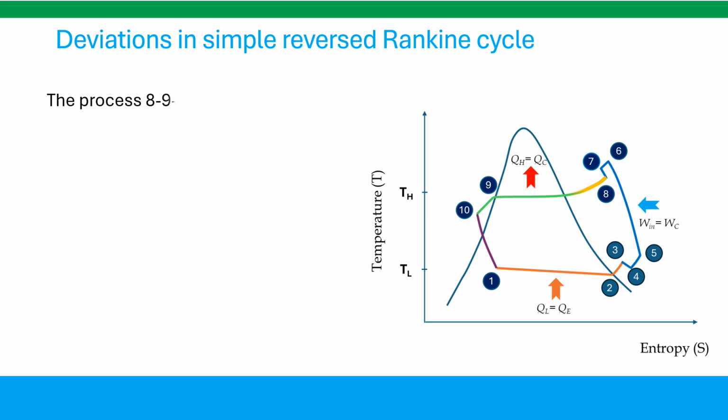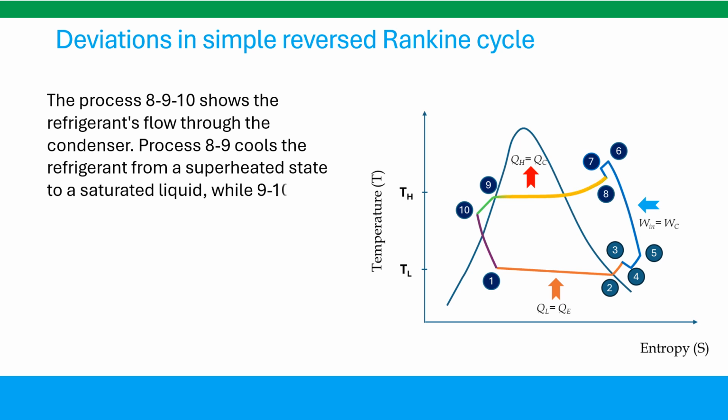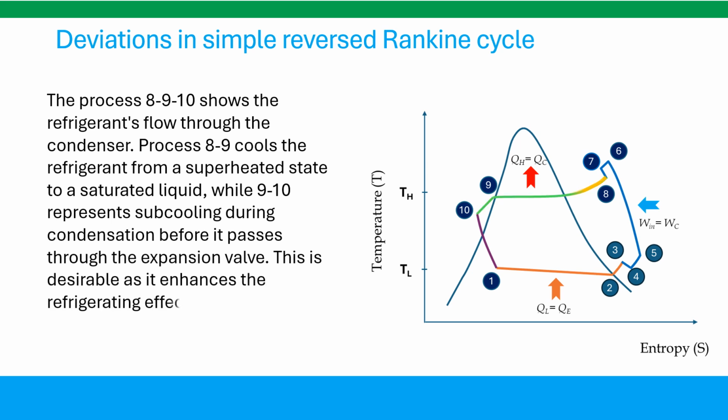The process 8-9-10 shows the refrigerant's flow through the condenser. Process 8-9 cools the refrigerant from a superheated state to a saturated liquid, while 9-10 represents subcooling during condensation before it passes through the expansion valve. This is desirable as it enhances the refrigerating effect.